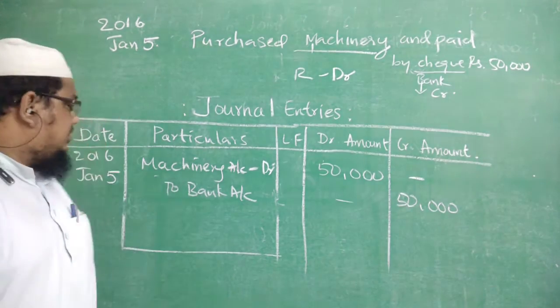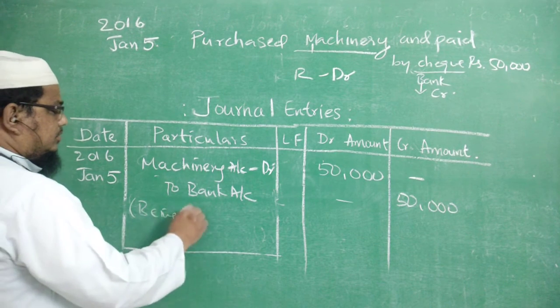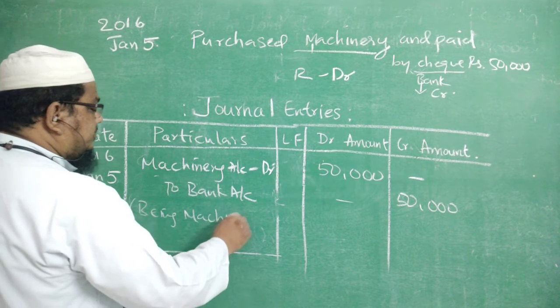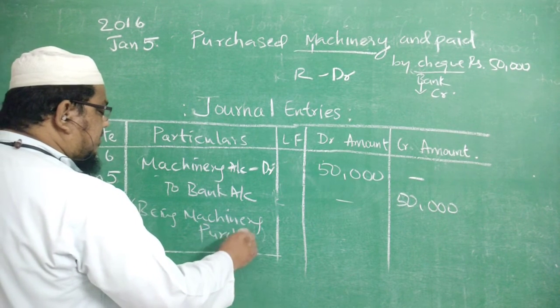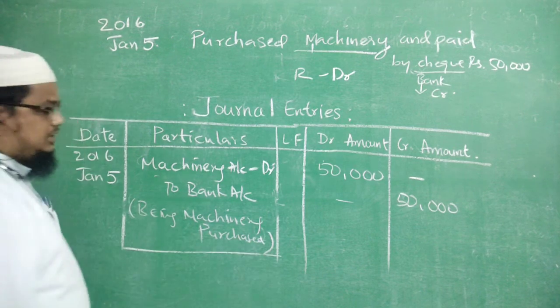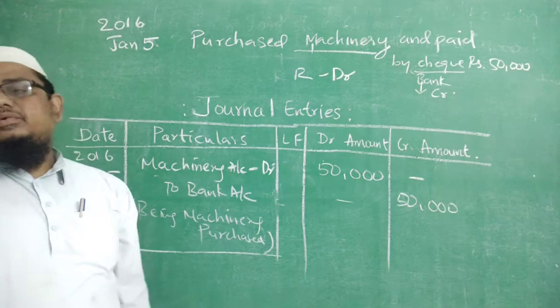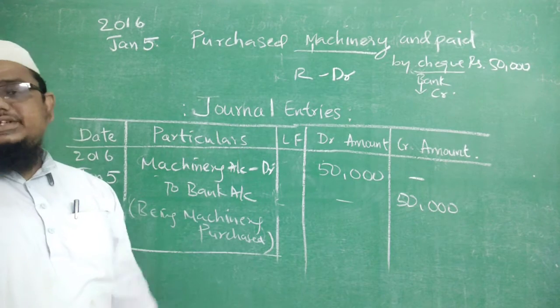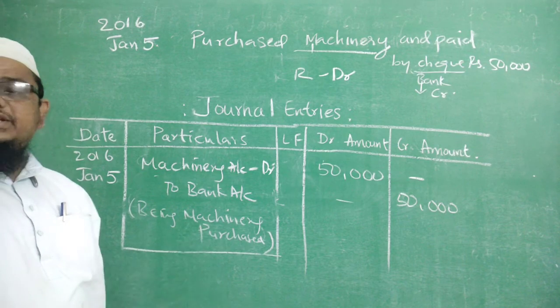Okay. So here, being machinery purchase. Simply add "being" to this transaction. Okay. So what do we call this? We call this narration.